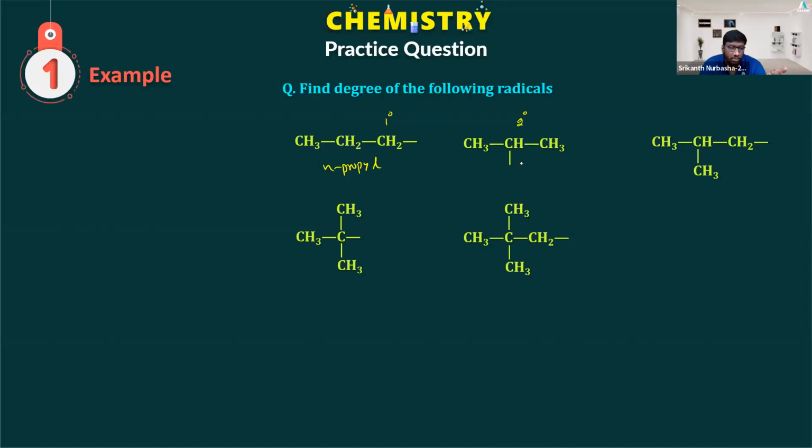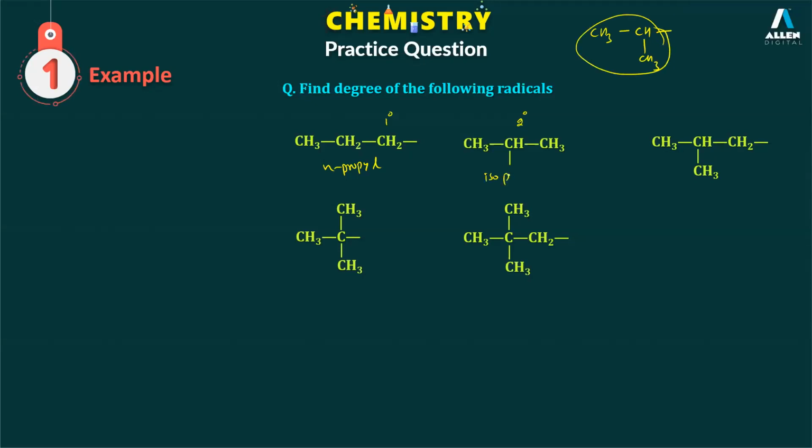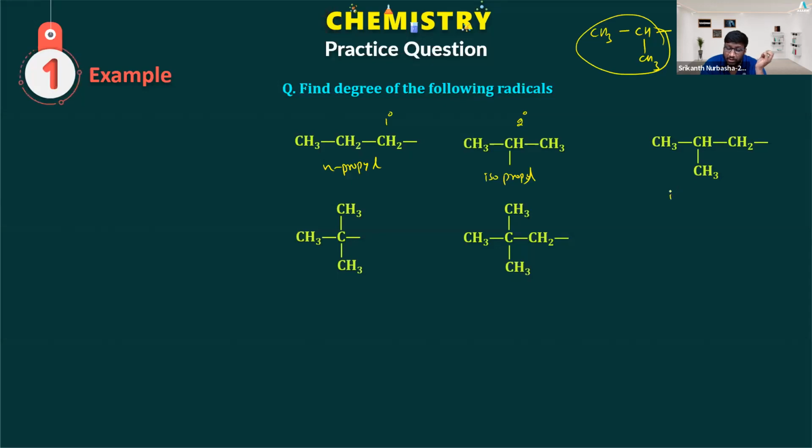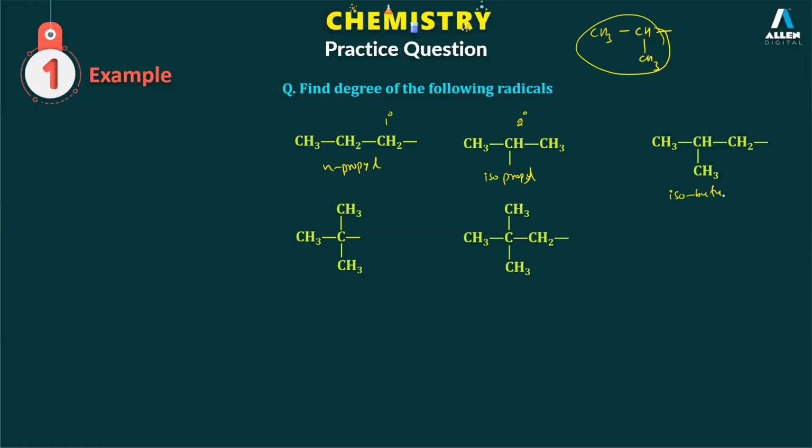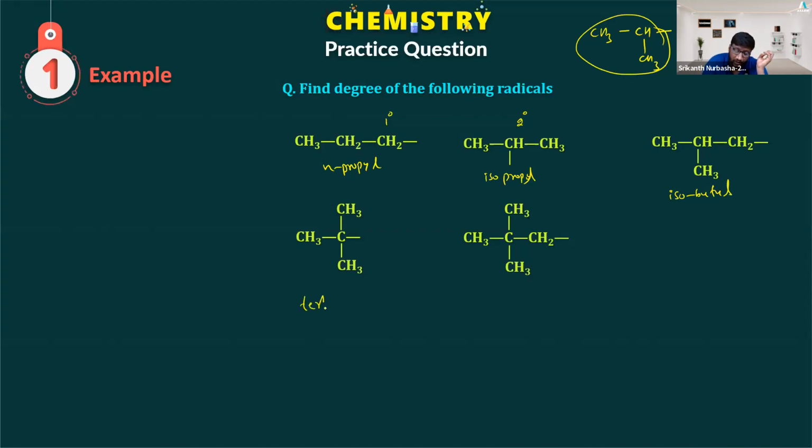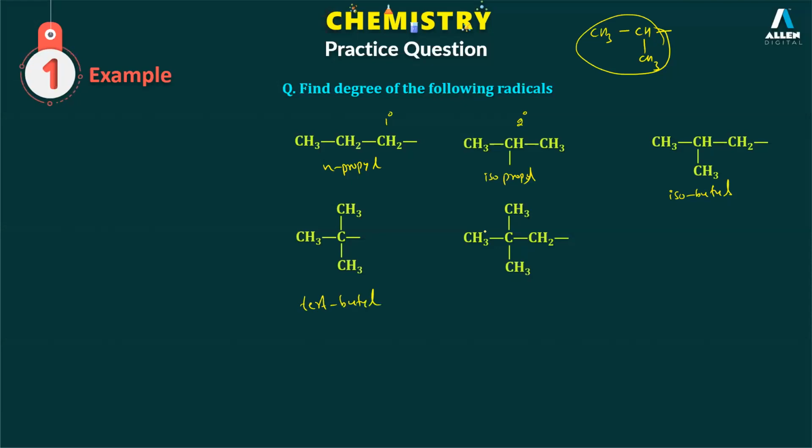Secondary propyl or isopropyl? We have the system for CH3, CH connected to a CH3 group. Isopropyl. Then this one, CH3, CH, CH3, CH2: isobutyl. What about here? C, CH3, CH3, CH3: tertiary butyl. Here we have CH3, C, CH3, CH3, CH2: this is nothing but neopentyl. Yes or no?